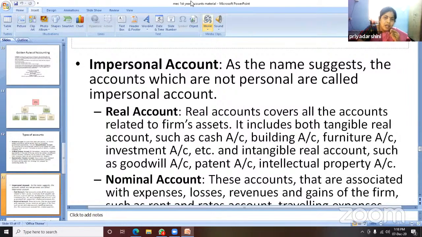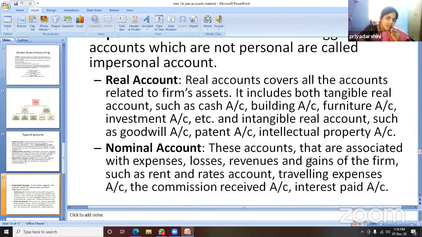Coming to the nominal account. These accounts are associated with expenses, losses, revenues and gains of the firm, such as rent and rates account, traveling expenses account, commission received account, interest paid account. So nominal account is purely related to the expenses and losses of the organization and the revenues and gains of the firm. So for example, rent paid.